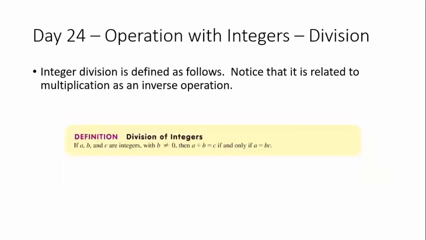We want to think just a moment about division. Integer division is defined in terms of multiplication. It is the inverse operation. So notice the definition here that comes from your book. If A, B, and C are integers and B is not 0, then A divided by B is equal to C if and only if A is equal to the product of B and C. So again, notice that division is defined in terms of multiplication. Notice also that B is not equal to 0. We cannot divide by 0.